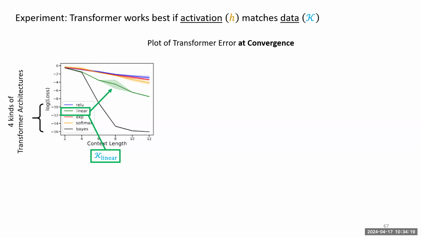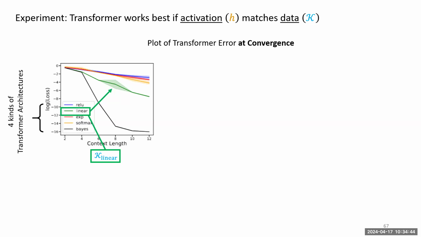And so before stating the theory, let's first take a look at experiments. So here I plot the loss of different kinds of transformer. By different kinds, I mean transformer with different kinds of nonlinear activation against the number of demonstrations you get.